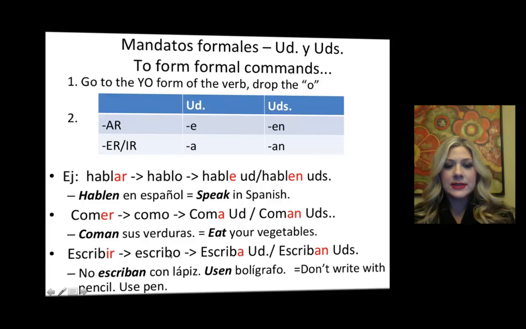Escribir, the yo form is escribo, so our command form is escriba, escriban. No escriban con lápiz, usen bolígrafo. Don't write with pencil, use pen. And usen is italicized because it's also a command, a formal command. So the infinitive would be usar, which is an AR verb. And so for AR verbs, our endings are E or EN.